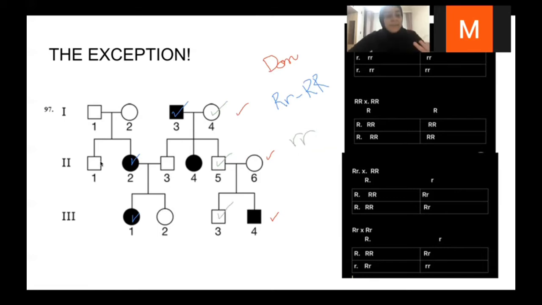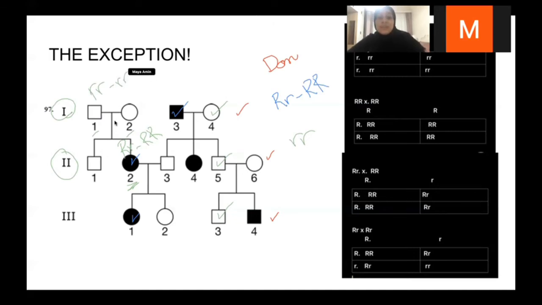Yes, so for example, if we took II2 as an example, it will be carrying the genotype capital R small r, or capital R capital R. And if we took I1 and I2 as an example, it will carry the genotype small r small r, both of them.